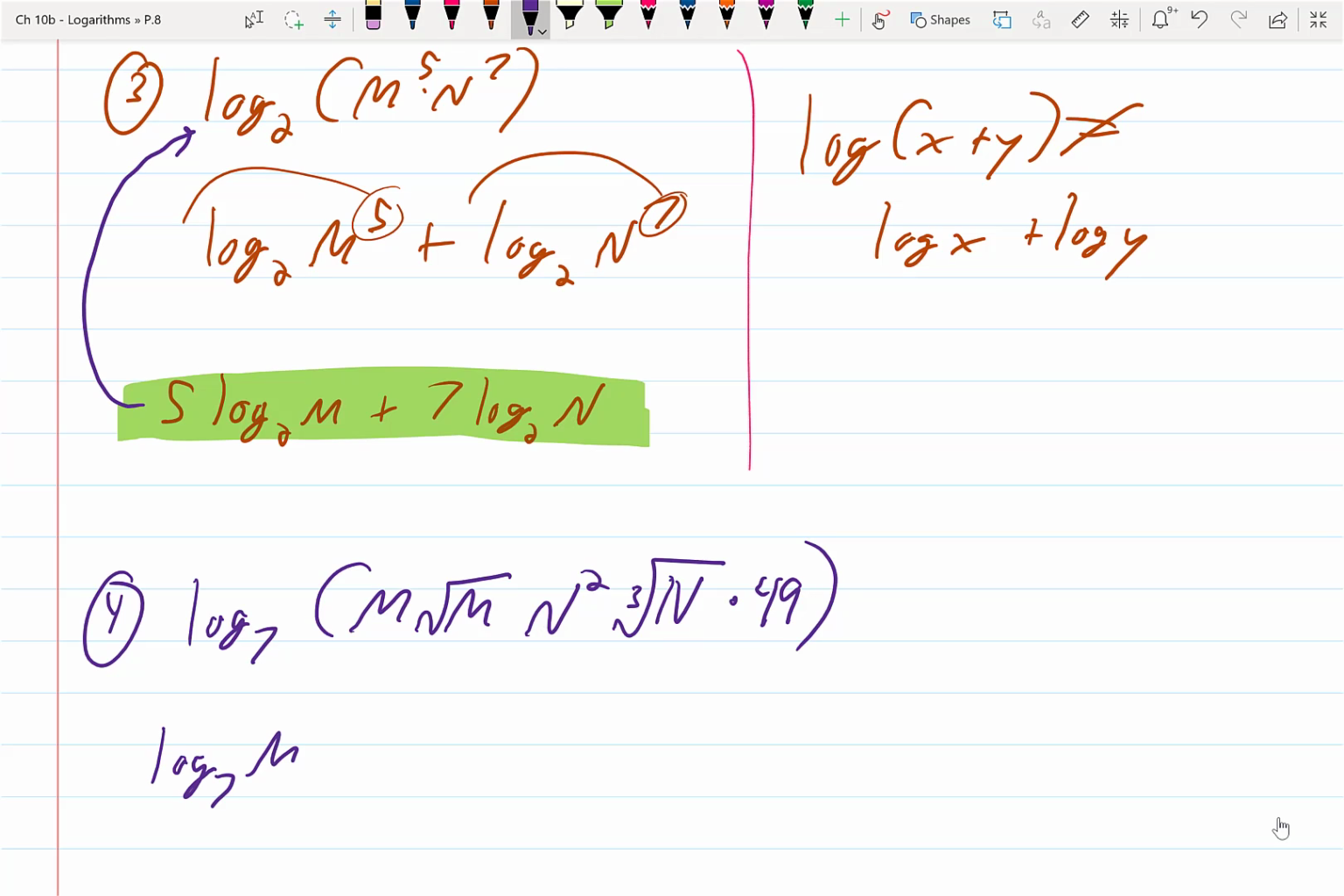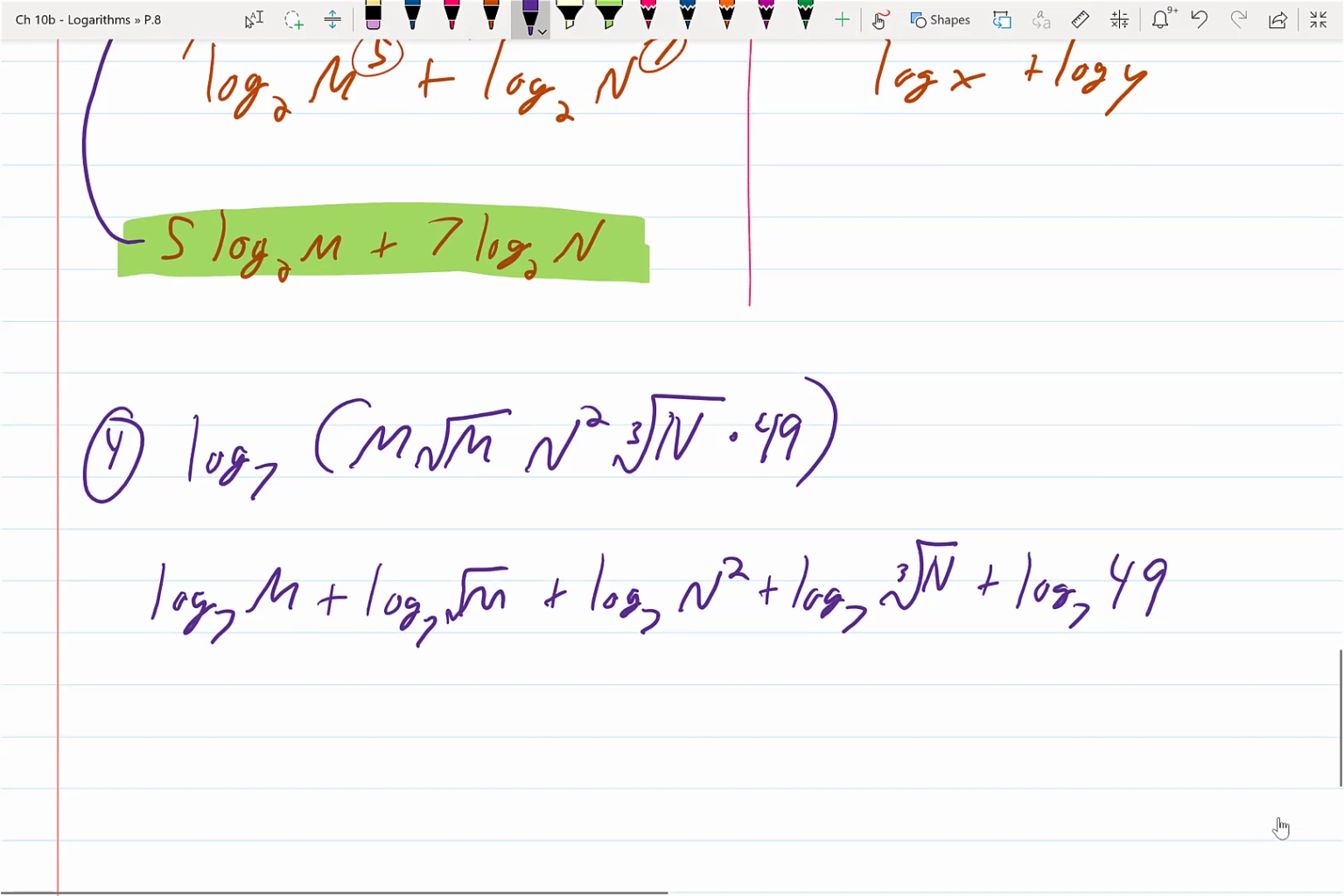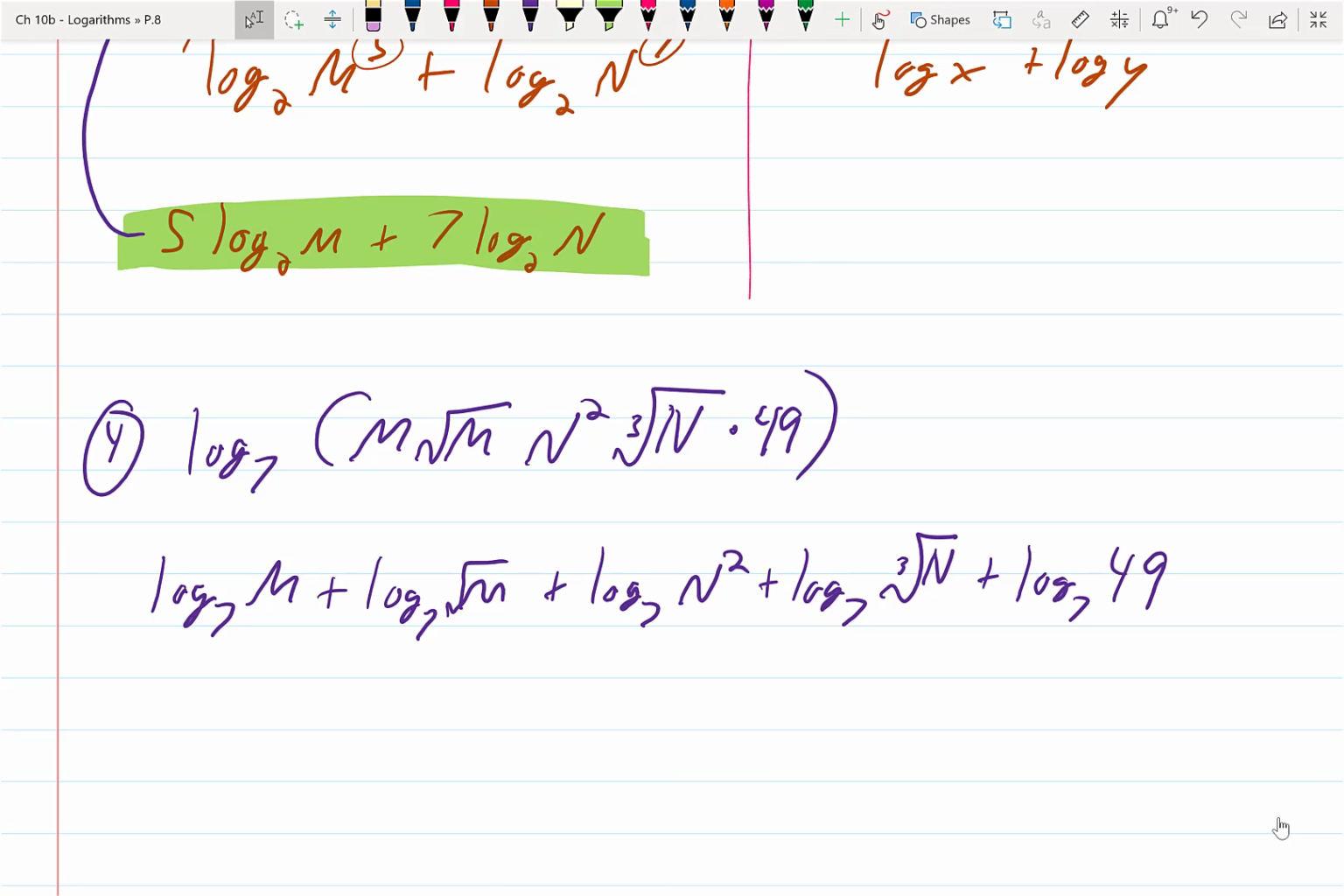I can break this up right now and just make it log base 7 of m plus log base 7 of root m plus log base 7 of n squared plus log base 7 of the cubed root of n plus log base 7 of 49. Everywhere there was a multiplication, and there were 5 of them, we just broke up. Every one of these has an exponent that can come out to the front. The log base 7 of m has an exponent of 1. I can write that as 1 times, which just means I'm not writing anything.